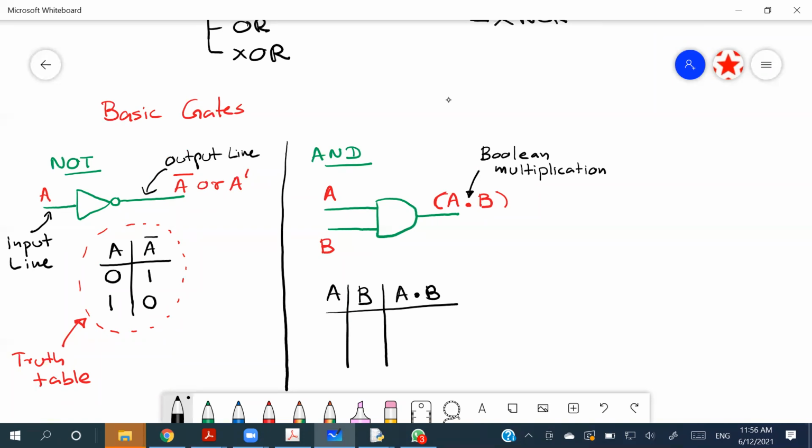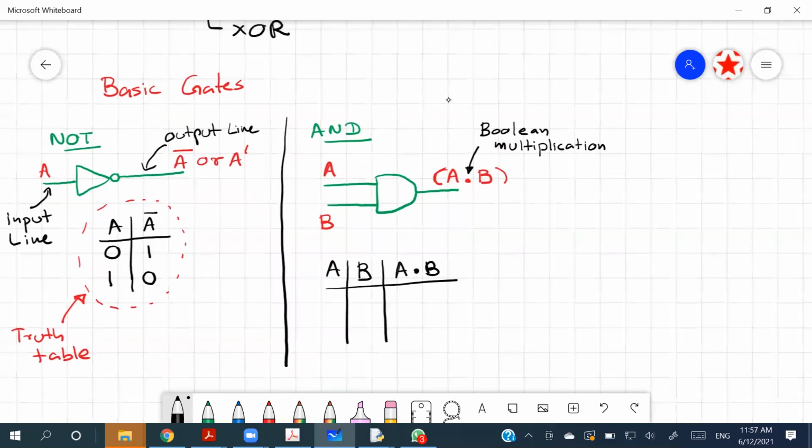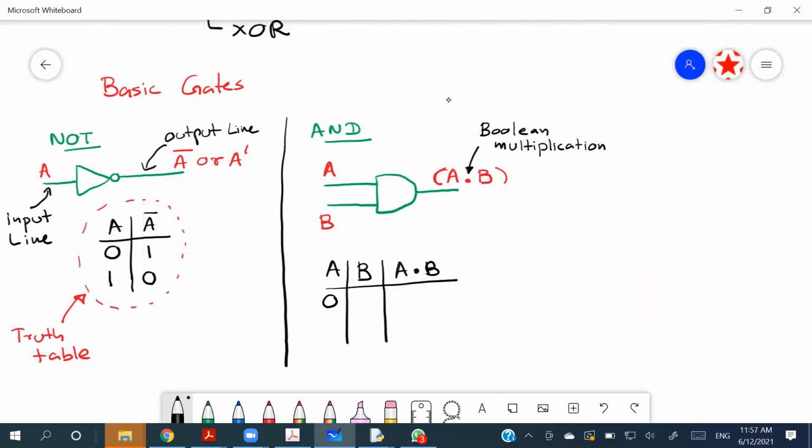So we represent this like this: when A is 0, B can be 0. A is 0, B can be 1. When A is 1, B can be 0. And A is 1, B can be 1. There is a certain way of writing this, and I'll tell you when the time comes. So for the moment, let's go with this.